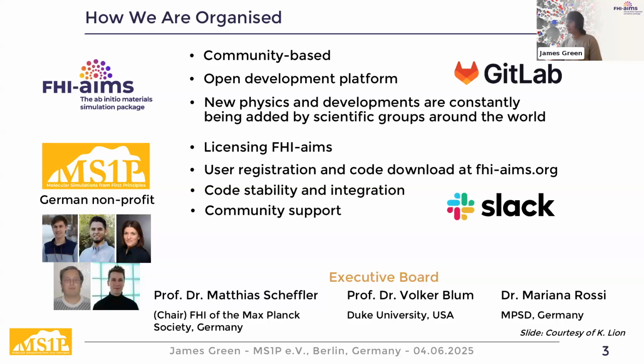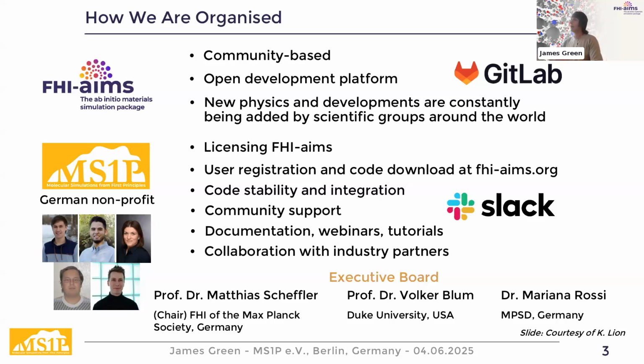We also provide community support, and one of the main channels we have is a FHI-aims Slack channel. At the moment, this has around 1,000 people on it, and generally this is the first port of call. If someone has problems or questions with FHI-aims, they can post a question there, and generally either one of us at MS1P or someone else from the FHI-aims community will be on hand to help out. We also help with documentation, webinars such as this one, and tutorials such as the one that will be tomorrow. And we collaborate with industry partners as well.